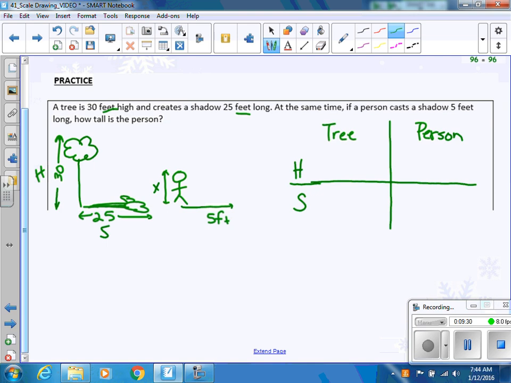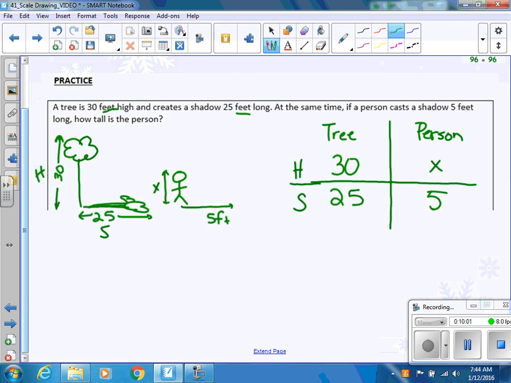So this is where you have to kind of break down the problem. So the height of the tree I know is 30. The shadow of the tree was 25. So let's look at the relationship. Tree is taller than its shadow. So if I know that the shadow is 5 of the person, I know that their height, if I'm following the same proportion, looking at the numbers, the number on the bottom is smaller than the number on the top, so I know that they have to be taller than 5 feet.